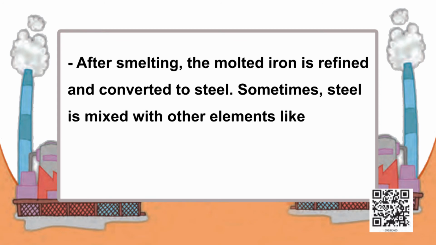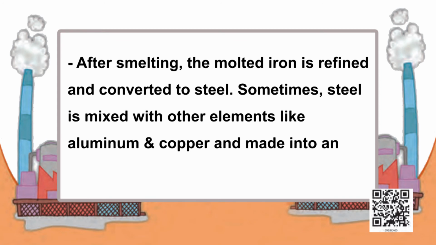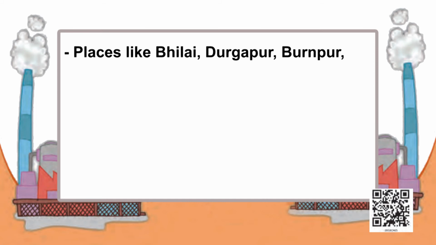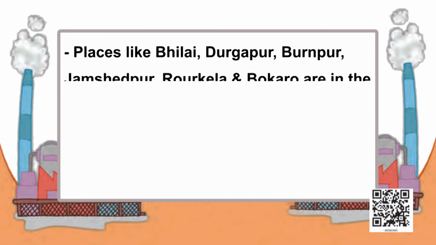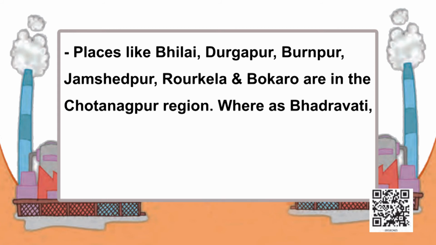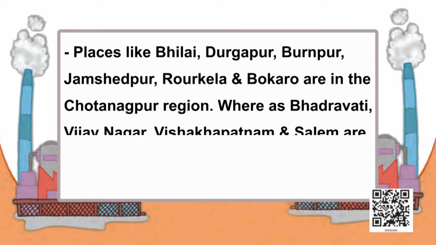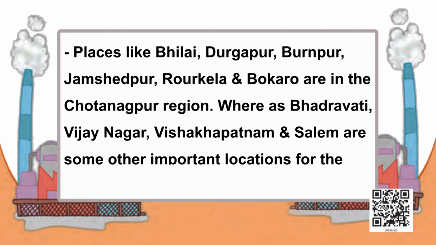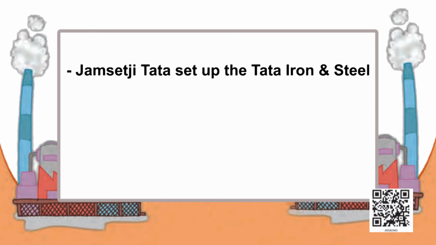Sometimes steel is mixed with other elements like aluminium and copper and made into an alloy. Places like Bhilai, Durgapur, Burnpur, Jamshedpur, Roorkela and Bokaro are in the Chota Nagpur industrial region, whereas Bhadravati, Vijayanagara, Vishakhapatnam and Salem are some other important locations for the iron and steel industry.